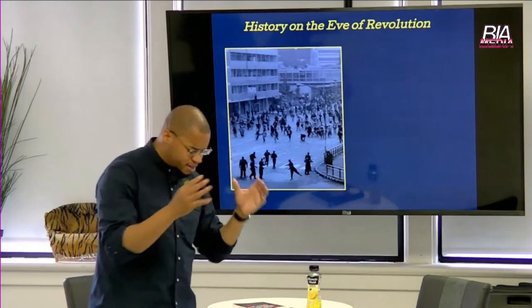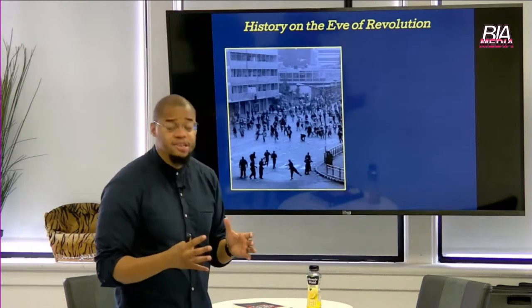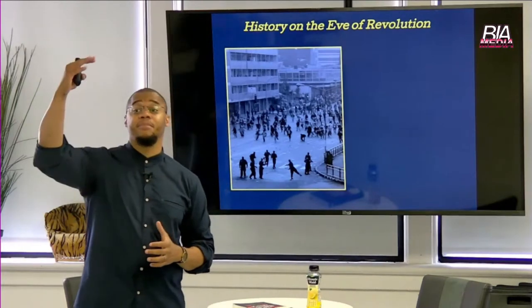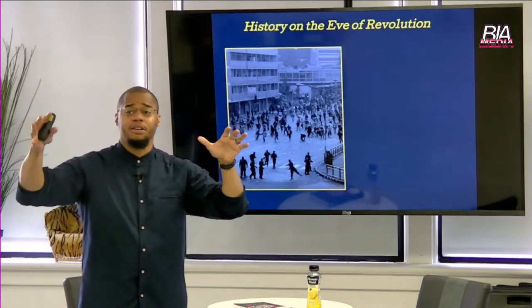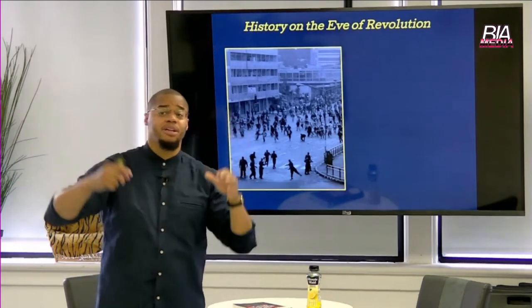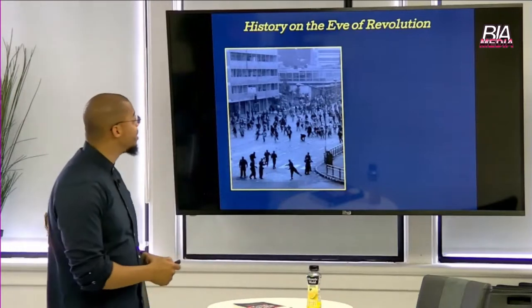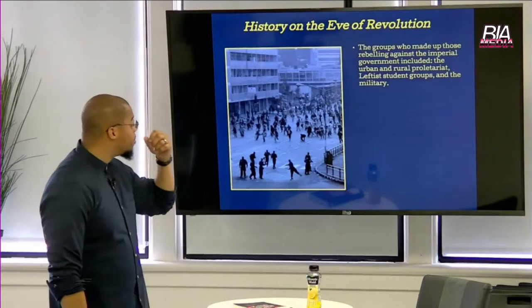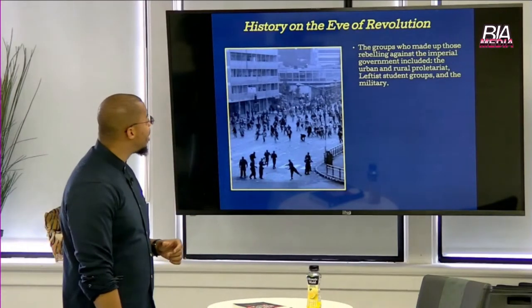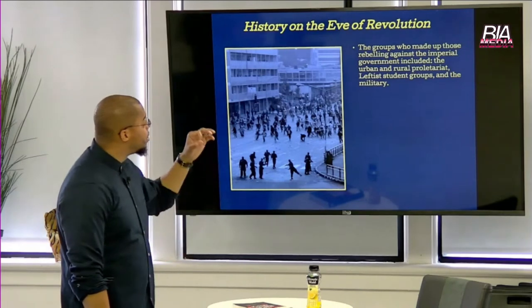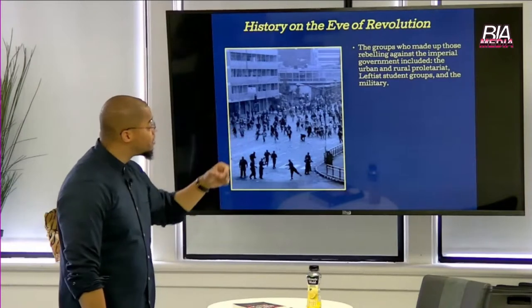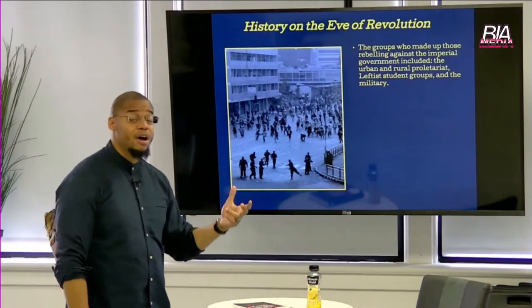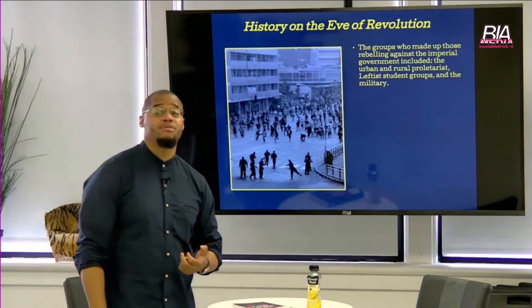So throughout the 60s, things kind of continued as they were. The emperor was at the top of the social regime, with people in the middle getting fat off the wealth and the exploited labor of 90% of the population. So a number of things happened. One, the groups that made up the revolution included the urban and rural working class, leftist student groups, and the military itself was starting to become unhappy with the regime.